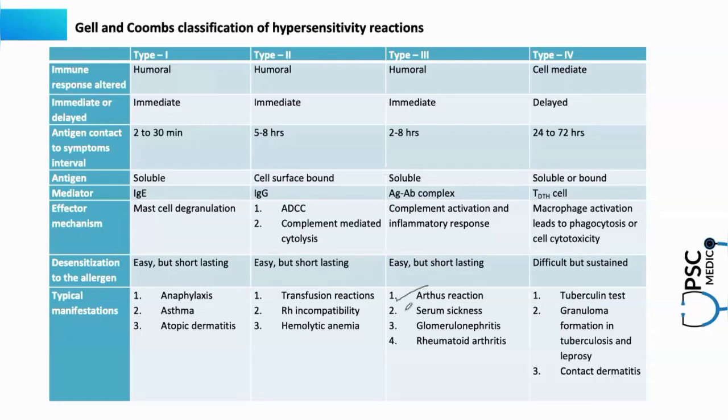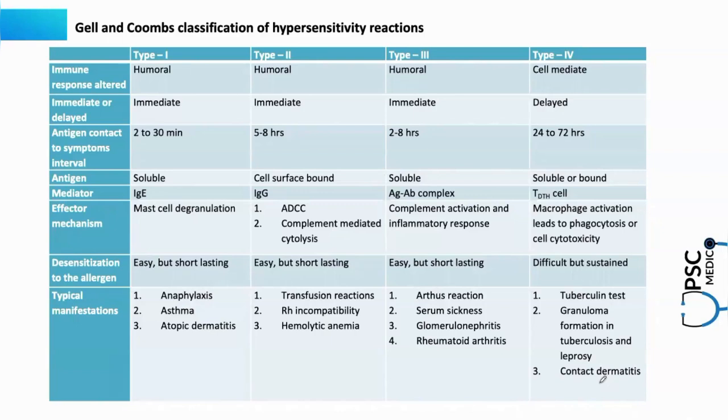Type 3 is Arthus reaction, serum sickness reaction, some glomerulonephritis, rheumatoid arthritis. All these are type 3 examples. Type 4 examples are the tuberculin test, granuloma formation in TB, and contact dermatitis. This is very important, because in dermatology, dermatitis is an important topic. The atopic part of dermatitis is humoral mediated, but for contact dermatitis, when I'm correcting papers, most students write that it's a type 1 hypersensitivity. No, it's type 4, contact dermatitis is a type 4 hypersensitivity reaction.